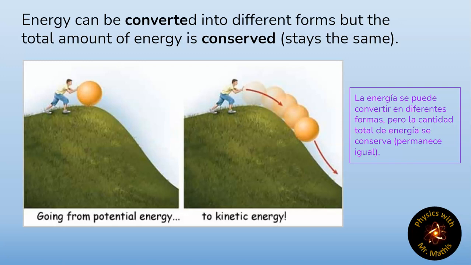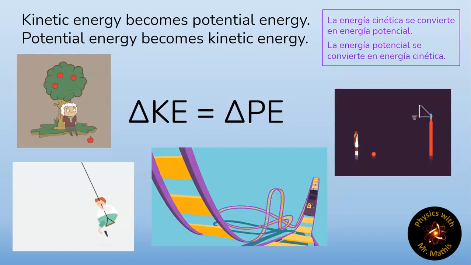Energy can be converted into different forms. For example, the potential energy of a ball on top of a hill can turn into kinetic energy as the ball rolls down the hill. But the total amount of energy is conserved. That means it stays the same. In this case, potential energy can become kinetic energy, or kinetic energy can become potential energy. But the change in kinetic energy will always equal the change in potential energy and vice versa, because the total amount of energy is conserved.